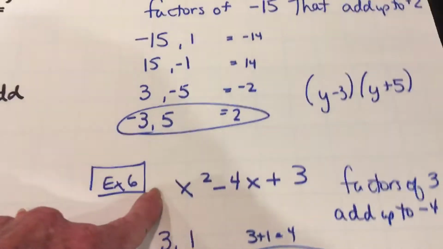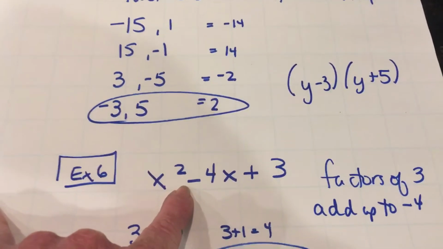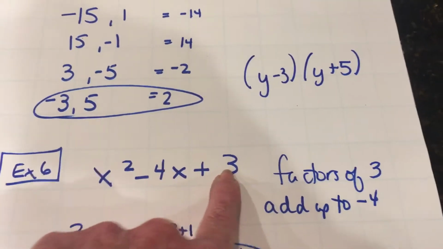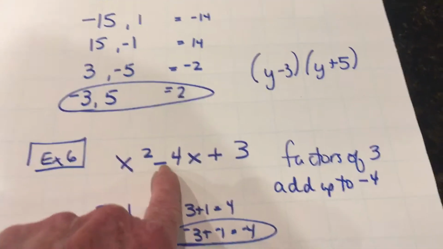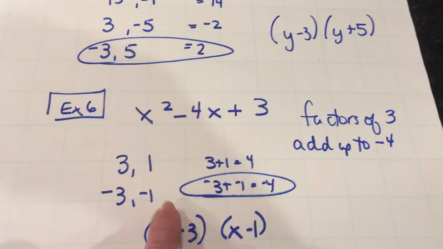Okay, another one. This one has a positive last term but a negative middle term. So we're still looking for the factors of 3 that add up to negative 4. So what multiplies together to give me 3? 3 and 1, negative 3 and negative 1.